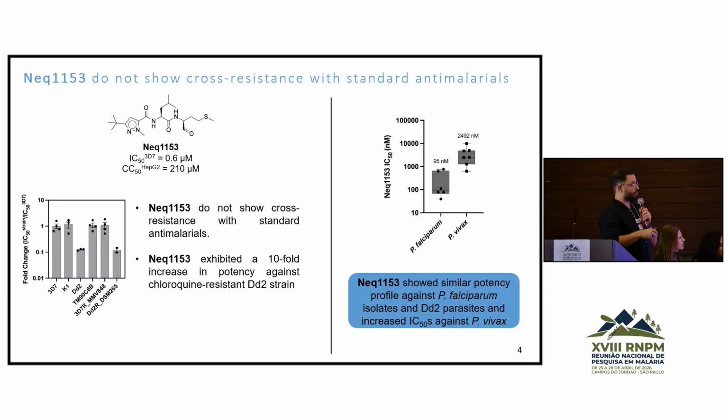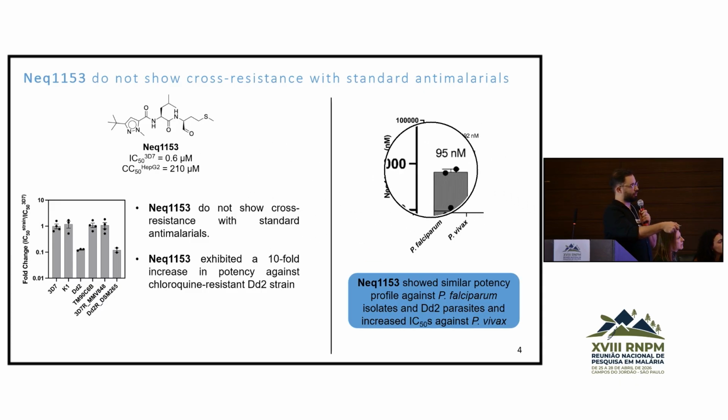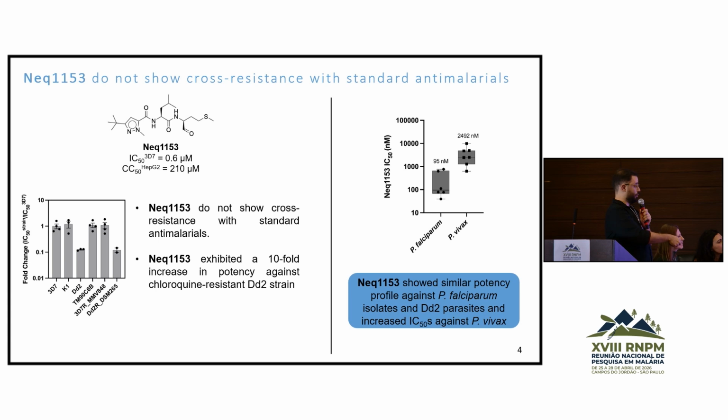Also aiming to understand if this compound could be used in the field, we tested it against field circulating strains from Porto Velho, here in Brazil, against both falciparum and vivax. We could see a similar efficacy for falciparum, around 100 nanomolar, very similar to DD2 parasites. But unfortunately, we saw a loss of efficacy when this compound was tested against Plasmodium vivax parasites.